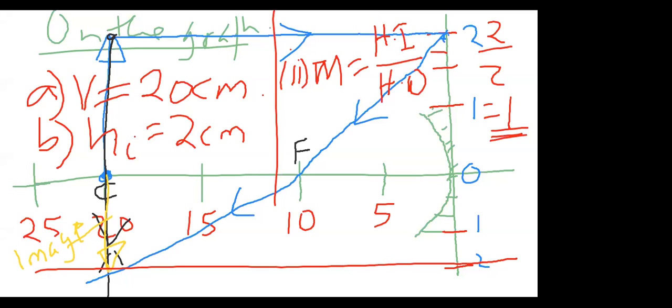Or you can even say that magnification is equal to V over U, which is equal to 20 divided by 20, you get a 1. So that is our answer.